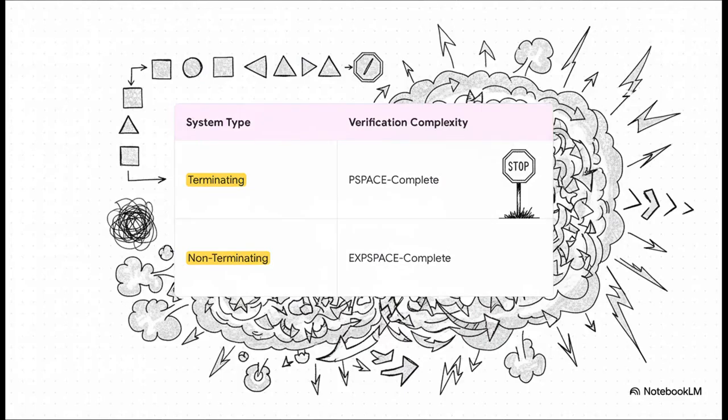And this slide reveals the biggest payoff of all. Just look at this. Trying to verify a system that we know will finish, one of our LTLf systems, is PSPACE-complete. Like we said, that's hard, but our computers can handle it. Now look at the alternative. Trying to verify a system that runs forever, the complexity just explodes. It jumps to something called EXPSPACE-complete.